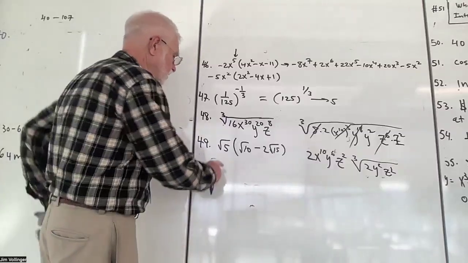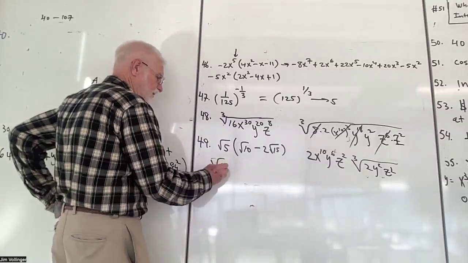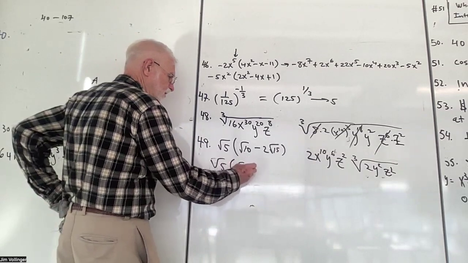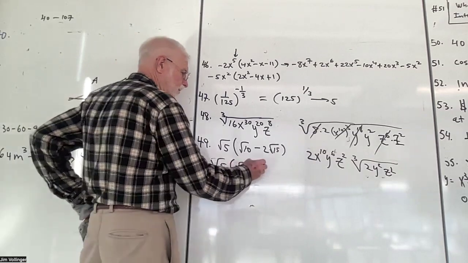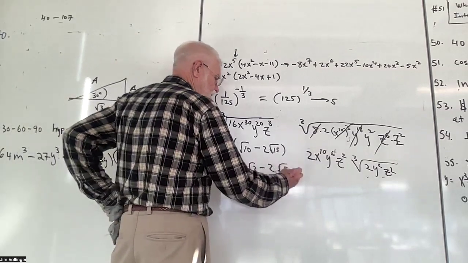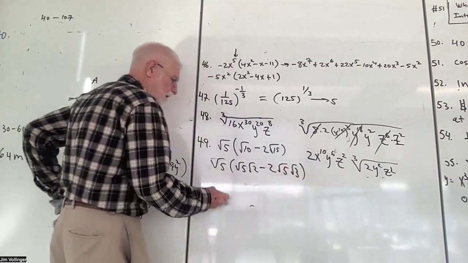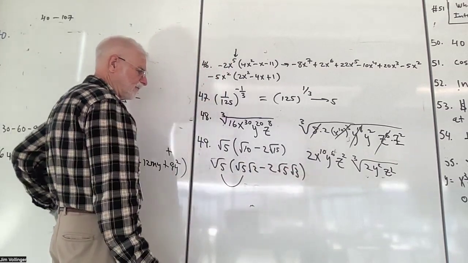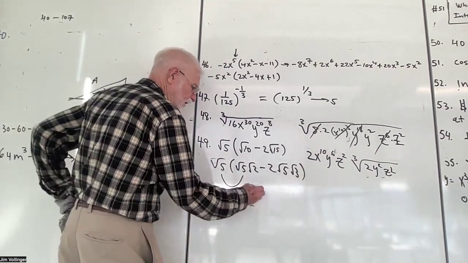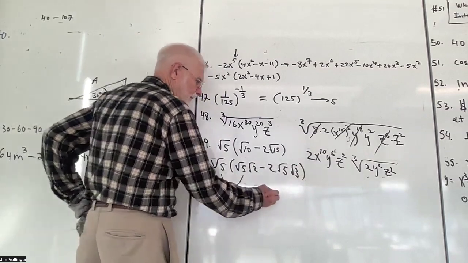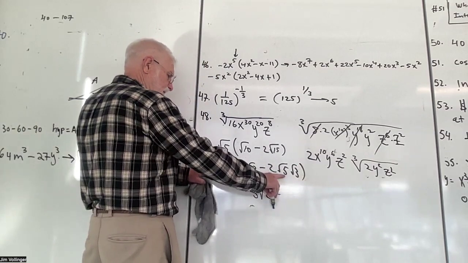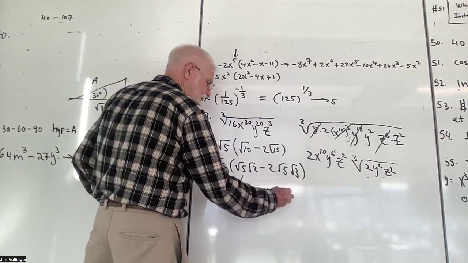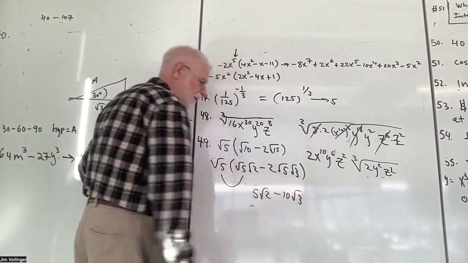All right. So square root of 5 times the square root of 10 is square root of 5 times the square root of 5. You want to look at this kind of in factored form. 2 √5, √3. Okay, so what's the square root of 5 times the square root of 5? By definition, it's 5. So there's 5 √2 minus another √5 times √5 is 5 times 2 is minus 10 √3. And we're done with that one.